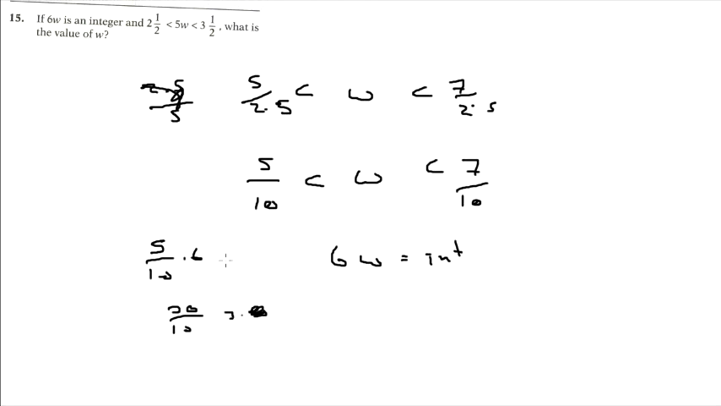But that doesn't work because they say greater than 5/10, so it's not actually 5/10. So some number times 6 has to be an integer. Conversely, if we were able to pick 5/10, we would have been able to get 3 as a 6w integer.